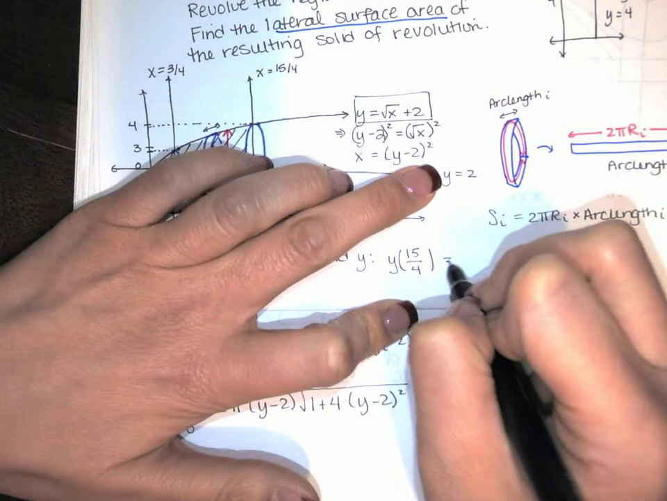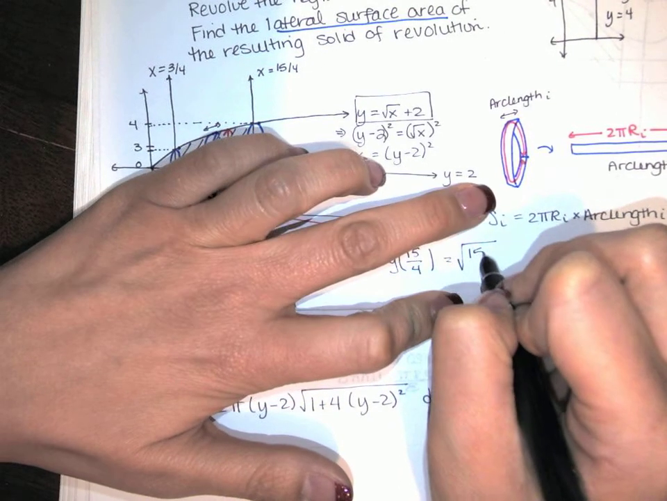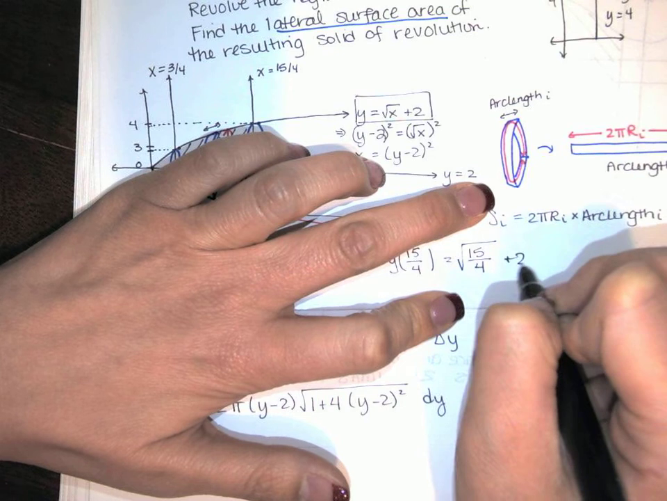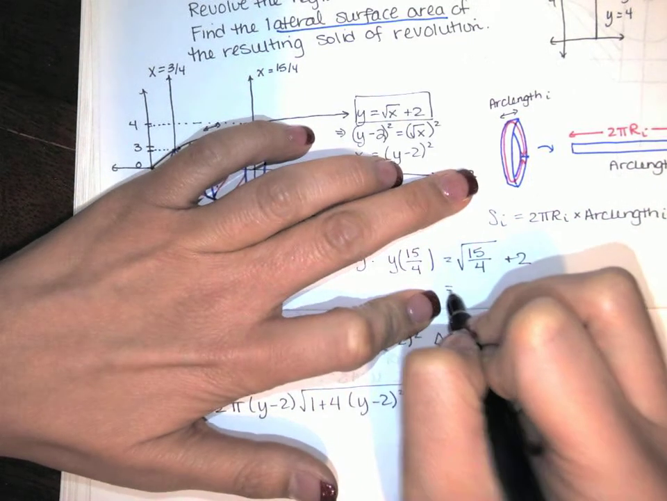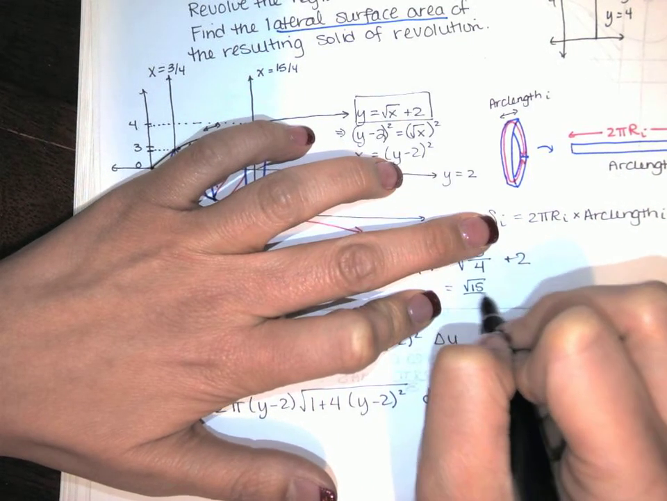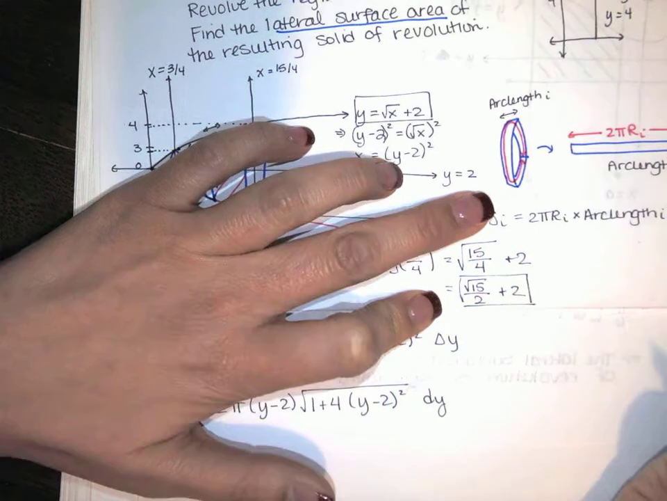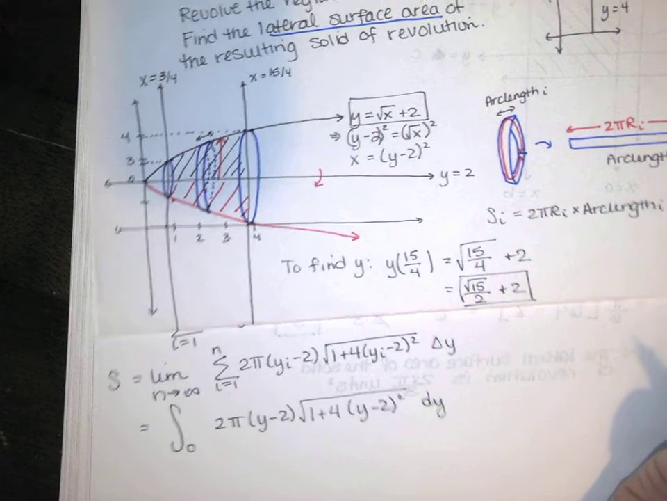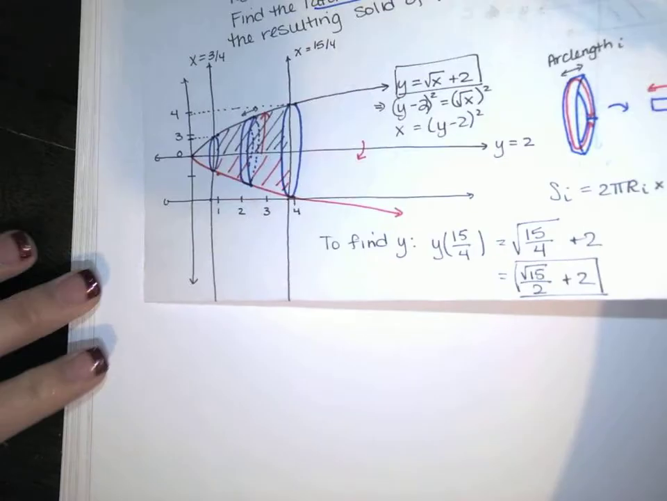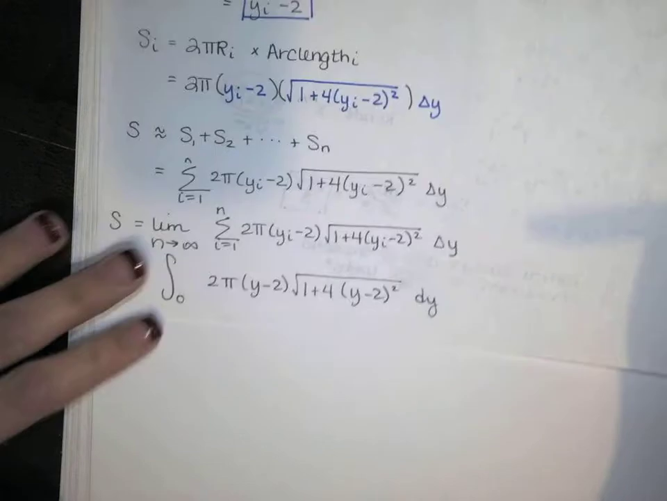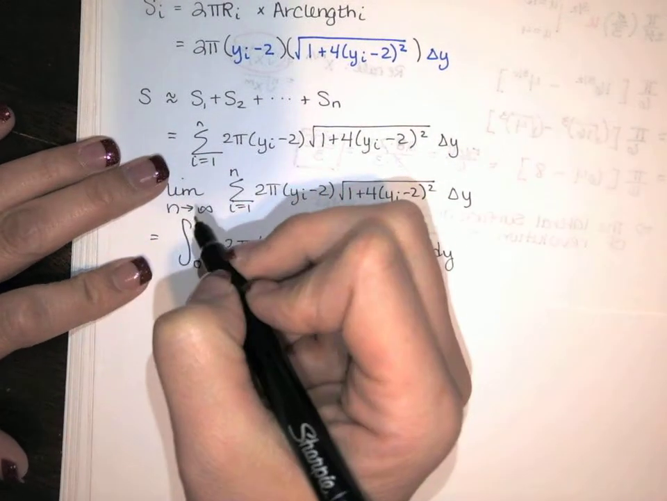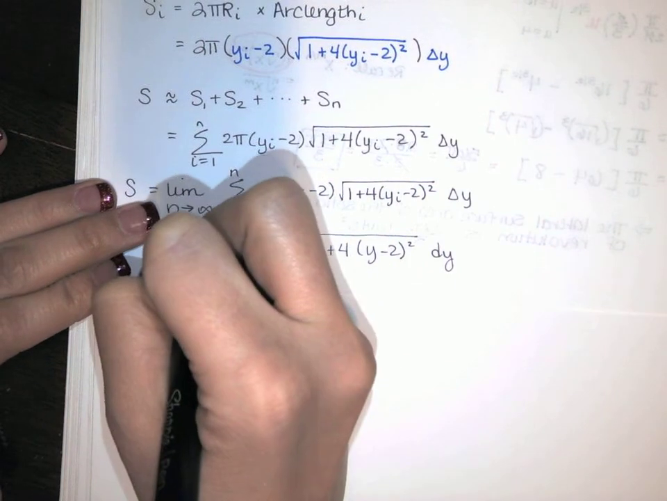So I've got y equals the square root of 15 over 4 plus 2. It's kind of ugly. Square root of 15 doesn't simplify. Square root of 4 is 2. So that's my upper limit of integration. It's kind of bad, but that's okay. It's just a number. We can plug it in. No problem.